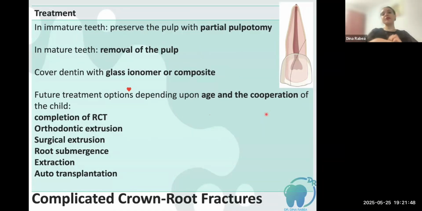Again, we can discuss the future treatments for this kind of teeth, but these are dependent upon the age of the patient, their cooperation. Again, we can do complete RCT, root canal treatment, ortho or surgical extrusion. Root submergence is a kind of treatment that avoids getting ankylosis in these traumatized teeth, and it's very valid also in intrusion cases because it spares the periodontal ligament at the cervix, and these are the cells responsible for causing ankylosis at the growing phase of the patients.